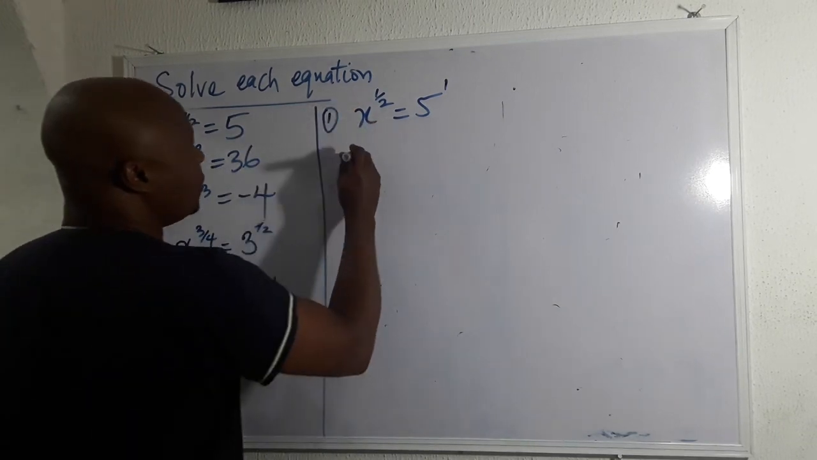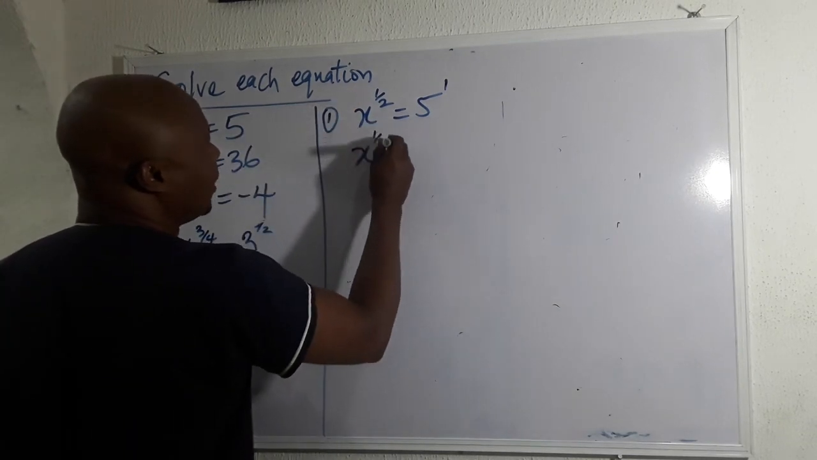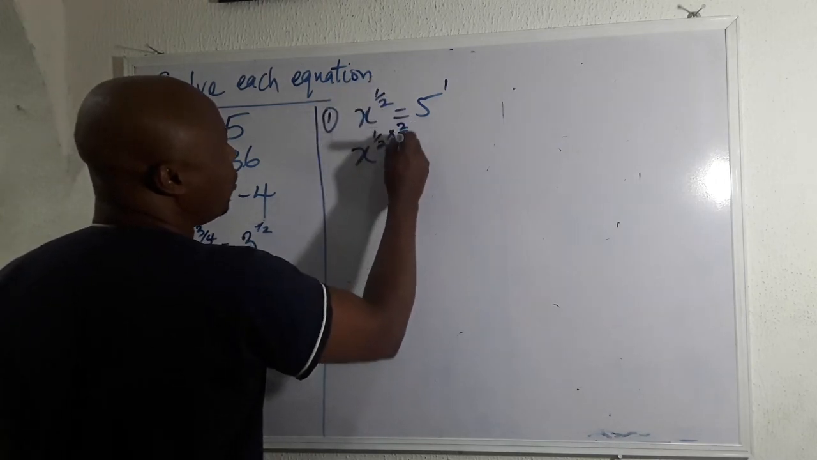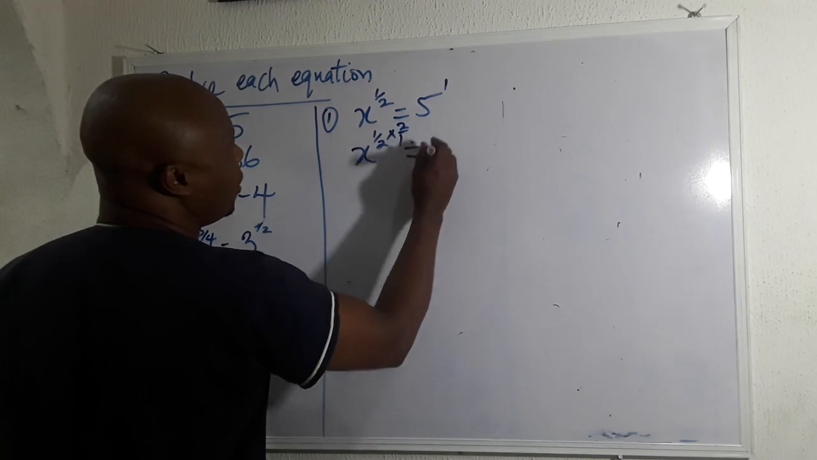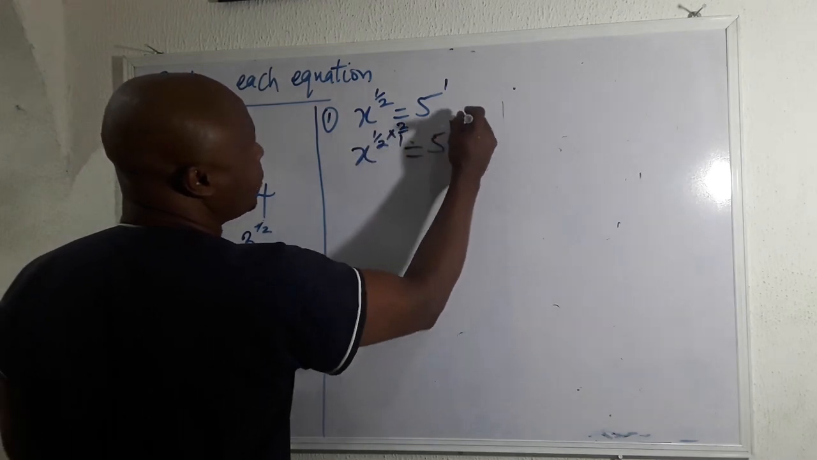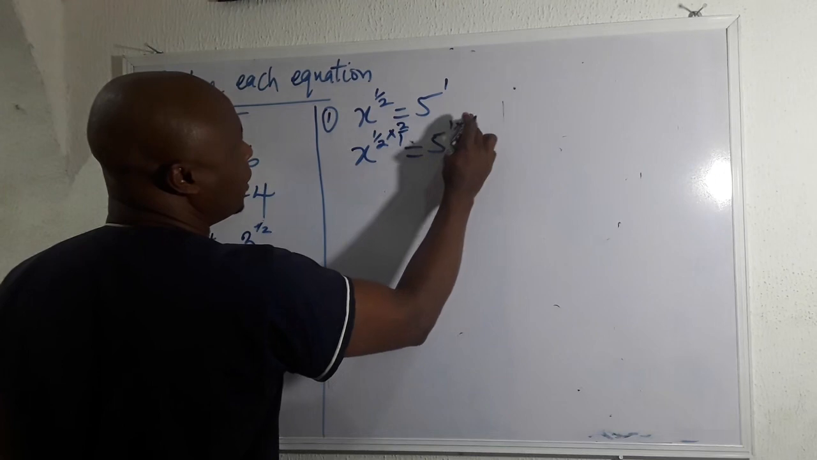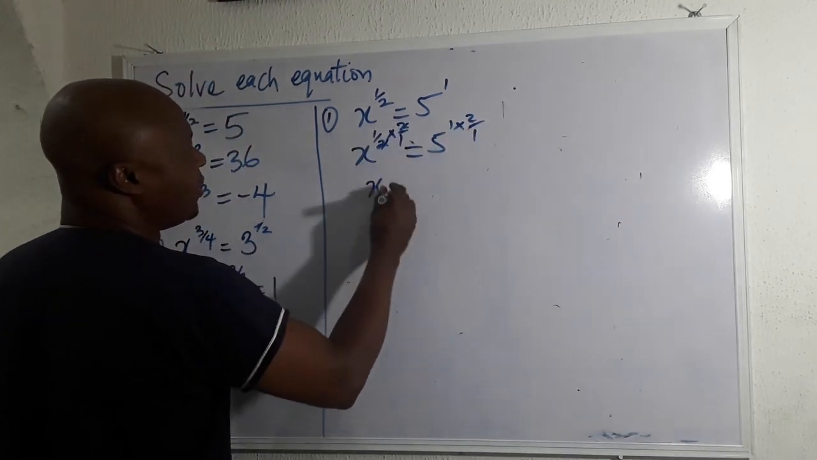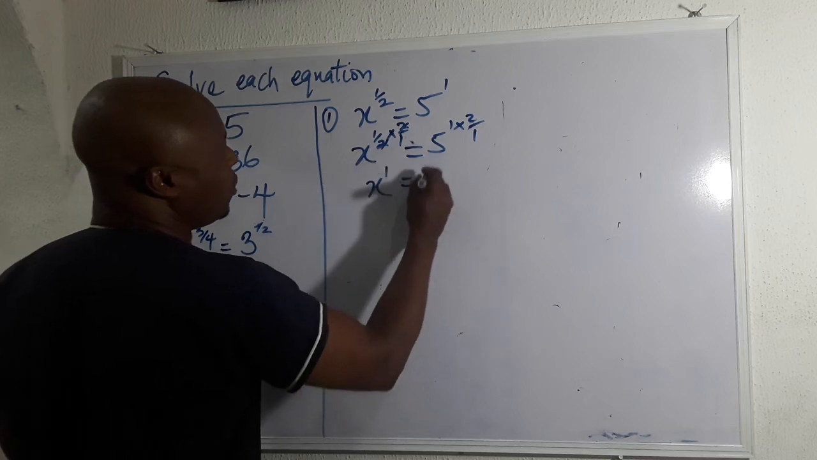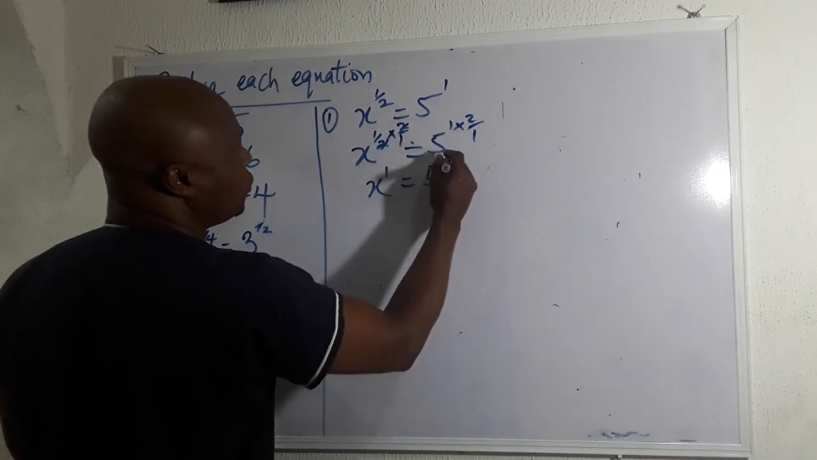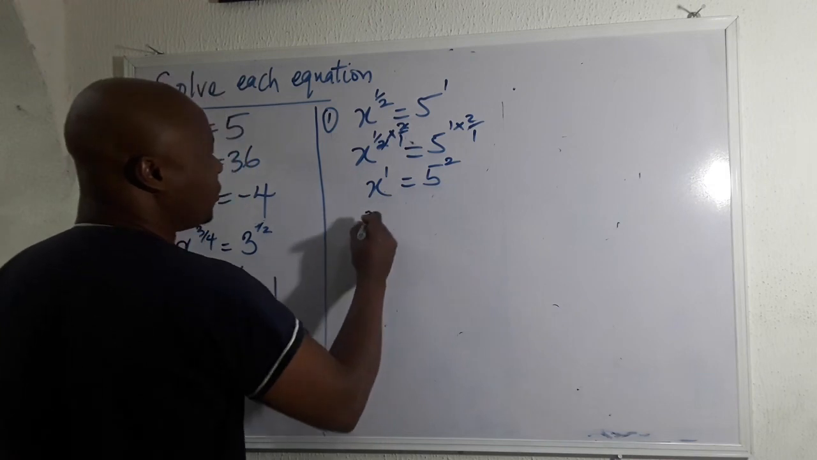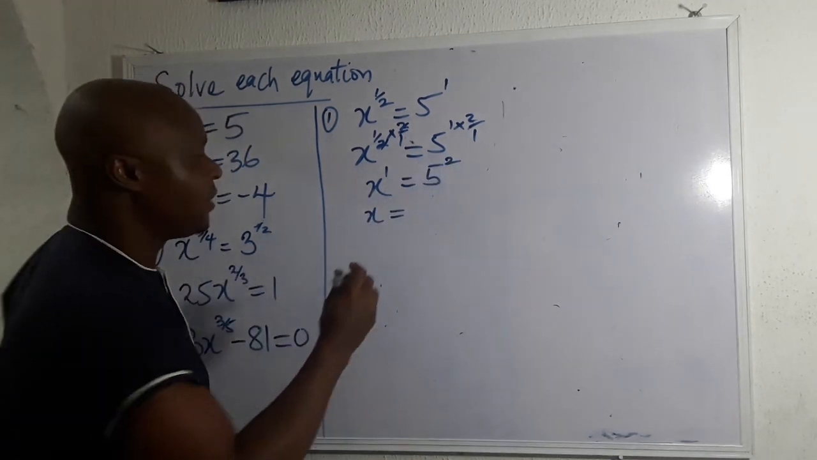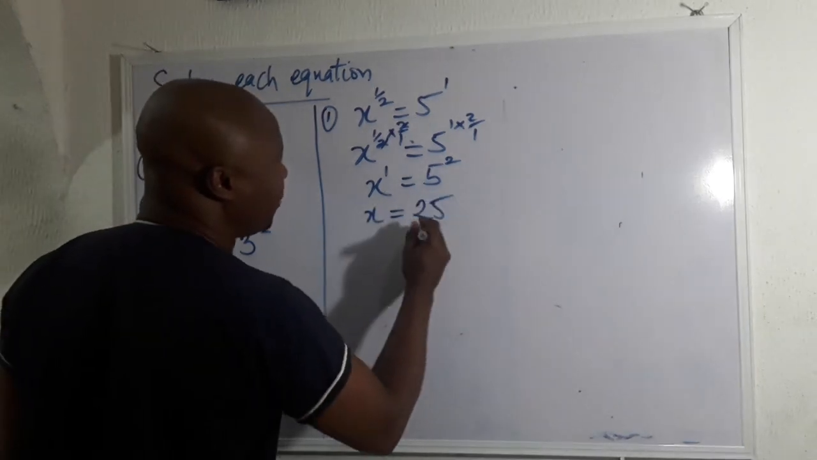And to do that, we say x raised to power 1 over 2. What we can use is the reciprocal of this. So that is 2 over 1. That is equal to 5 raised to power 1 times 2 over 1. So this will cancel this. So what we have here is x raised to power 1 is equal to 5 raised to power 1 times 2, which is obviously 2. So that is to say x is equal to 5 raised to power 2, which is 5 times 5, which is 25. So that will be 25.